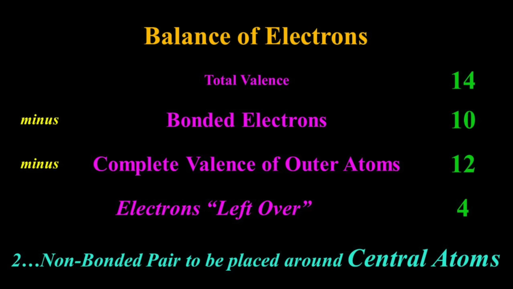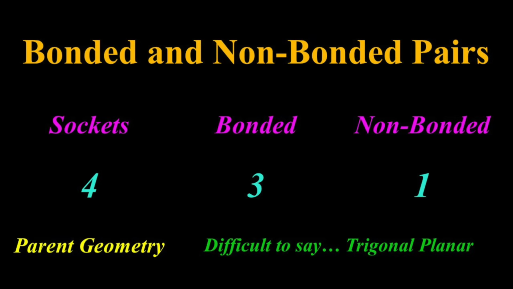So what do you have? You have 4 sockets, 3 bonded and 1 non-bonded. What's the parent geometry? Difficult to say, possibly trigonal planar.